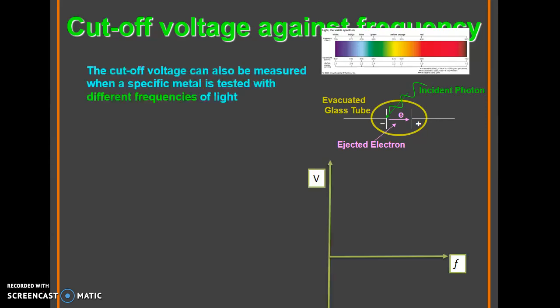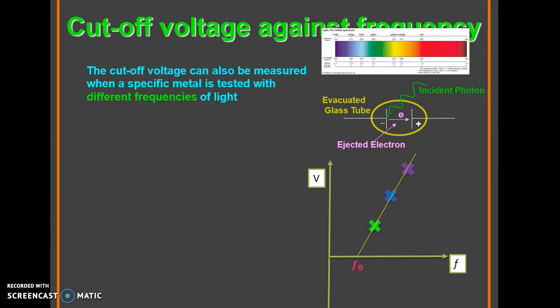So again, we're using the same setup, and we're going to measure the cutoff voltage with a specific metal and different frequencies. So imagine we shone an ultraviolet light or violet light on a metal, and we measured the working cutoff voltage. And we did the same then for blue light, we did the same for green light, we plotted them onto a graph, we drew a straight line.